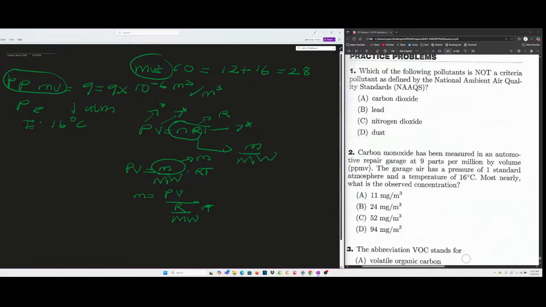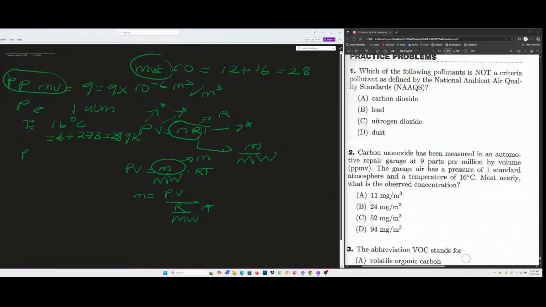1 atmosphere is correct. Our T is in degrees Celsius, so we have to convert our T to Kelvin. This equals 16 plus 273. I have my calculator right here. So 16 plus 273 is going to be 289. Okay, 289 Kelvin.